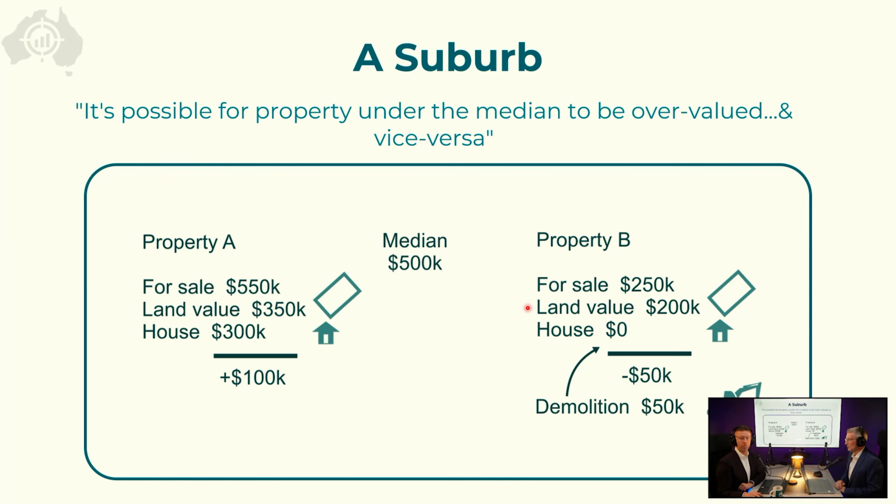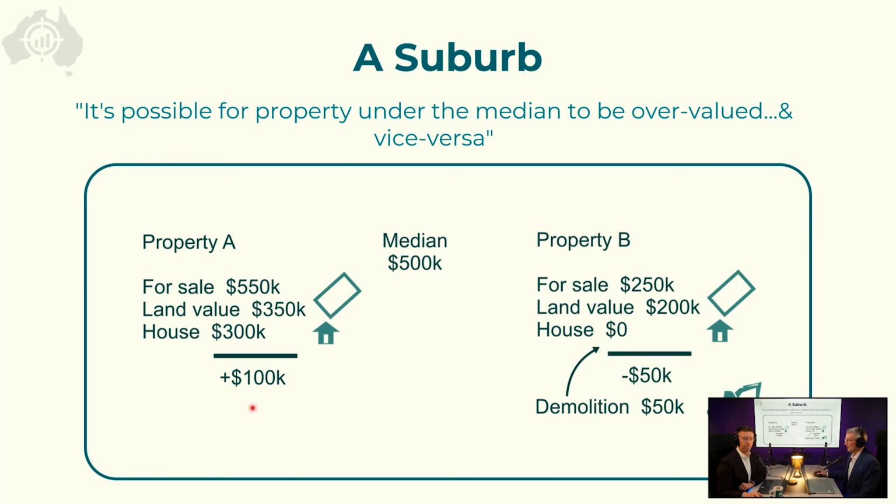And a novice investor might think they've found a good deal simply because the property has an asking price that's under the median. But they may end up paying too much, because it's possible for a property under the median to be overvalued and for a property over the median to be undervalued. For example, property A on the left of this infographic is listed for sale at $550,000. But what if the land is valued at $350,000 and the dwelling on top of that land is valued at $300,000? Then the property is massively undervalued.